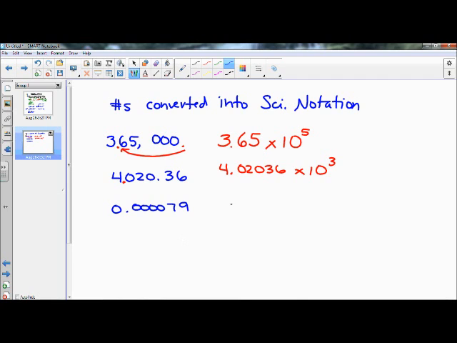Okay, now here's another number. The decimal point is here. I'm going to move the decimal point until there's one number to the left that's not the 0. So the decimal point is going to end up right here.